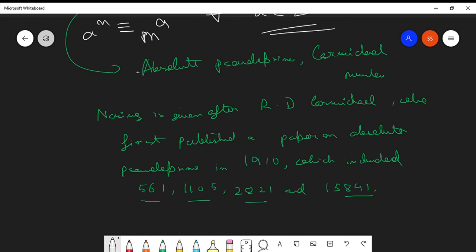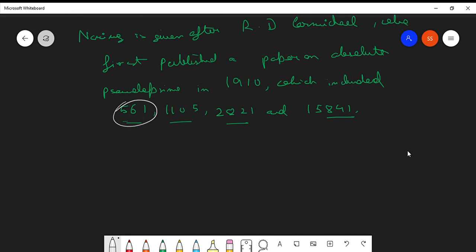Yeah. So 561 is the lowest pseudo prime which has ever been discovered. Okay, got it.